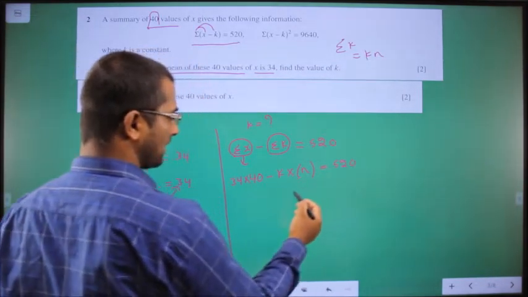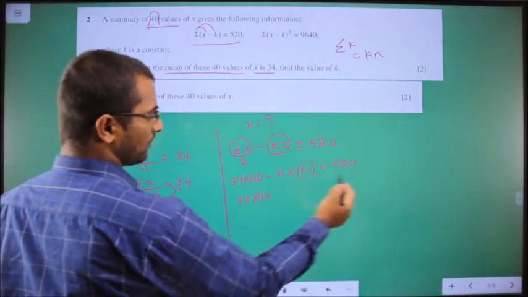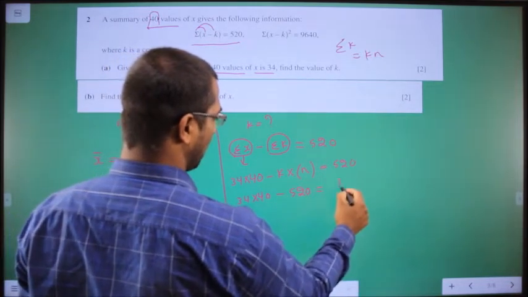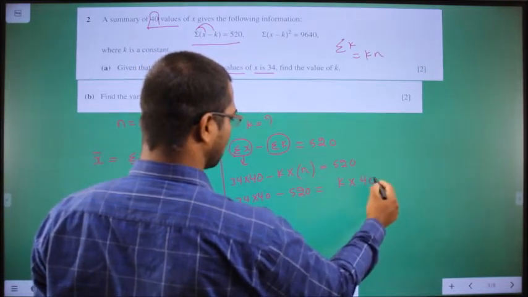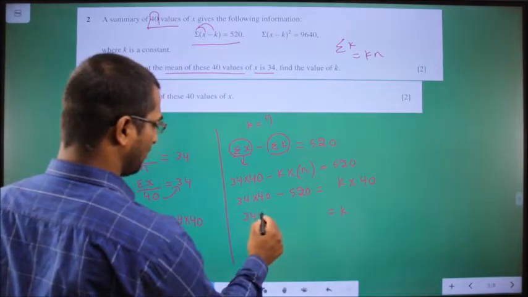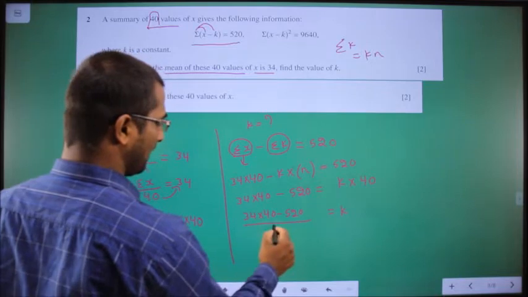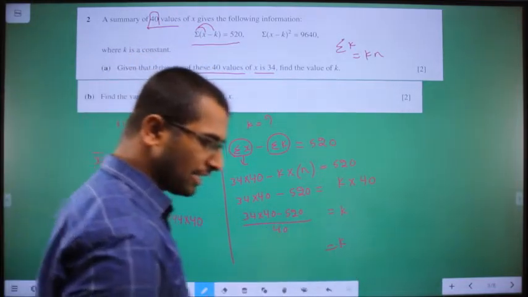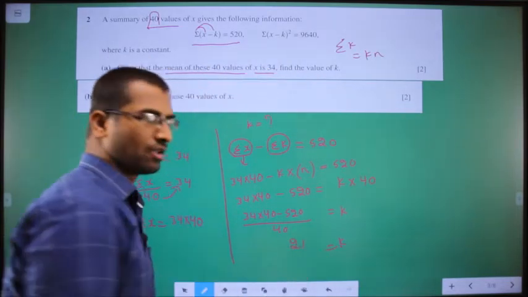Now make k the subject. So 34 into 40, bring 520 this side, is equal to k into n. N in our case is 40. So k value will be 34 into 40 minus 520, all by 40. Put this in the calculator, you get k value to be 21.